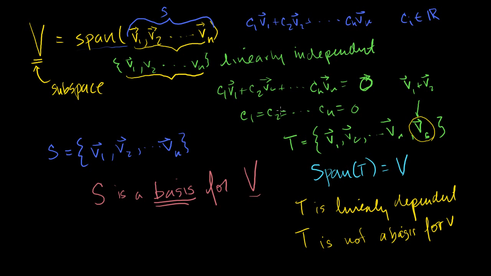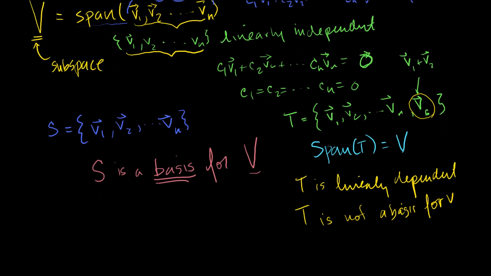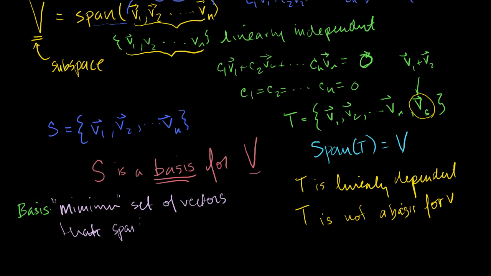And I showed you this example because the way my head thinks about basis is, the basis is really the minimum set of vectors that I need. This isn't a formal definition, but I view a basis as the minimum, I'll put it in quotes because I haven't defined that, the minimum set of vectors that spans the space that it's a basis of, spans the subspace.